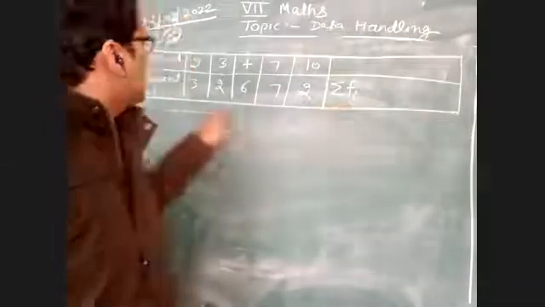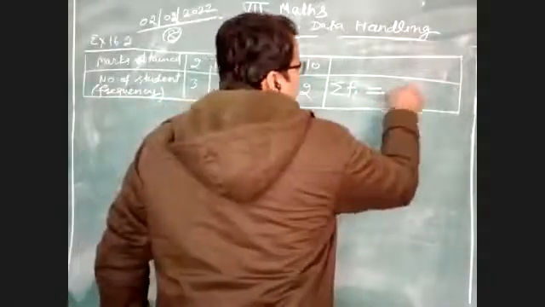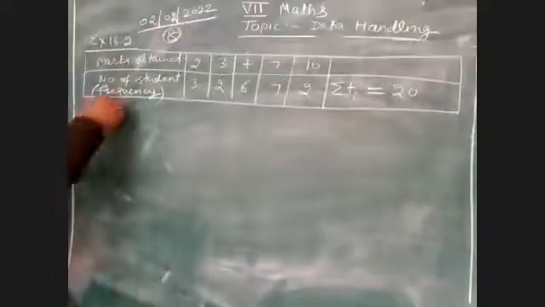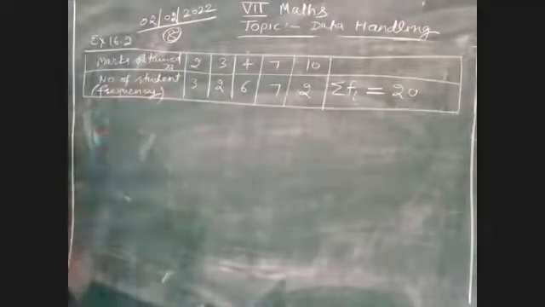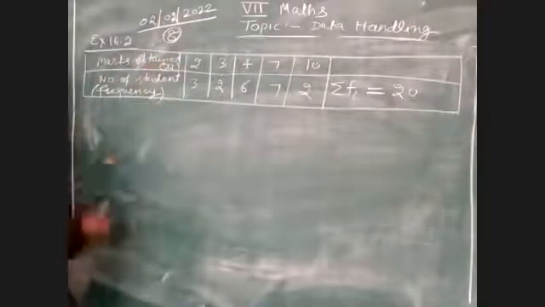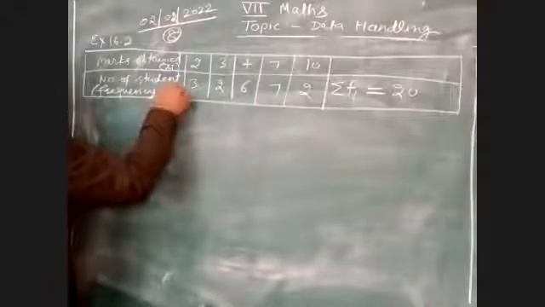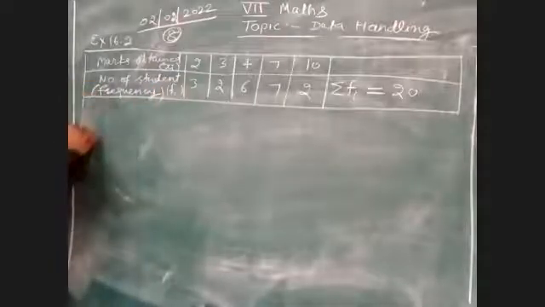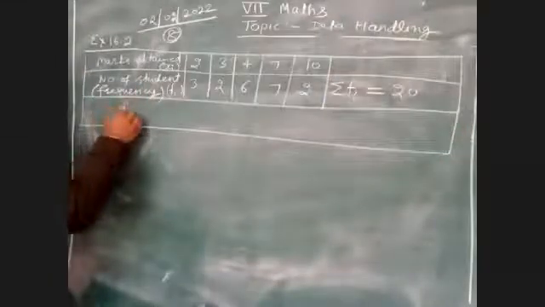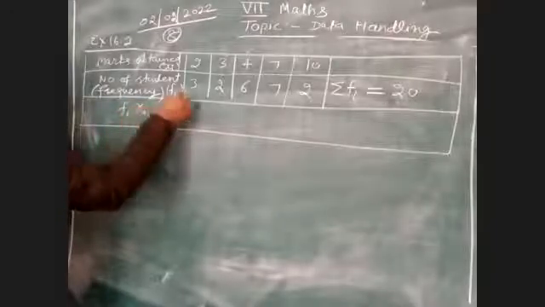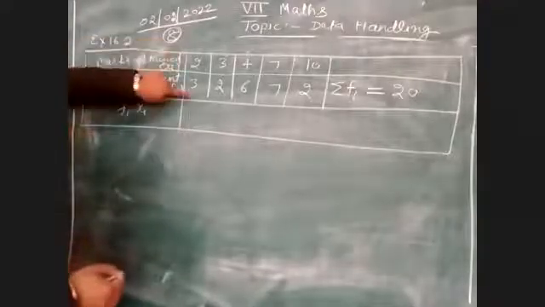Summation fi means you are adding all the values, and after adding you will get 20. Now, marks obtained is your xi representation. I am writing here, this is xi representation and frequency is fi. Now you have to multiply fi and xi. First, you have to multiply this and this.